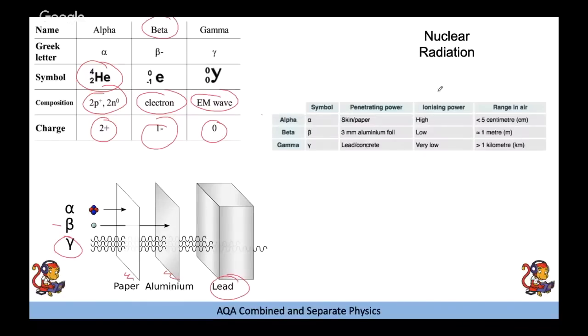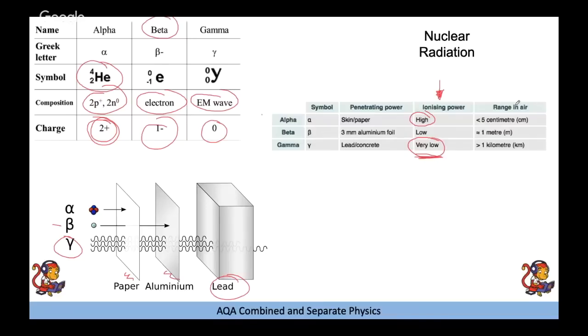Now, we also need to know their ionizing power. That means stripping electrons from atoms. Alpha radiation is the most highly ionizing. Makes sense because it's the most highly charged. Gamma radiation is not really very ionizing at all. It can be dangerous in large levels, though, of course, because it can pass straight through you.